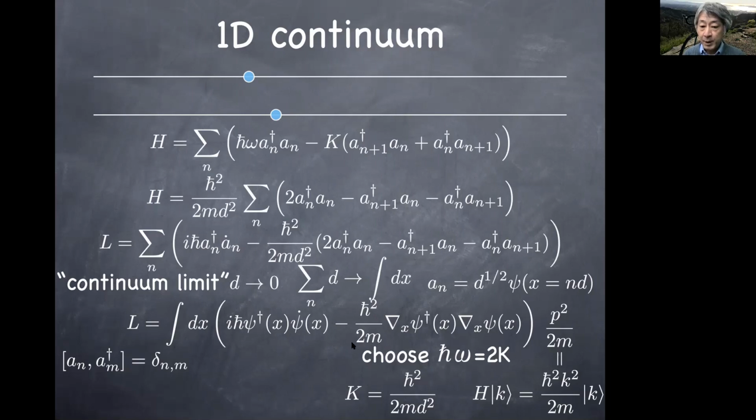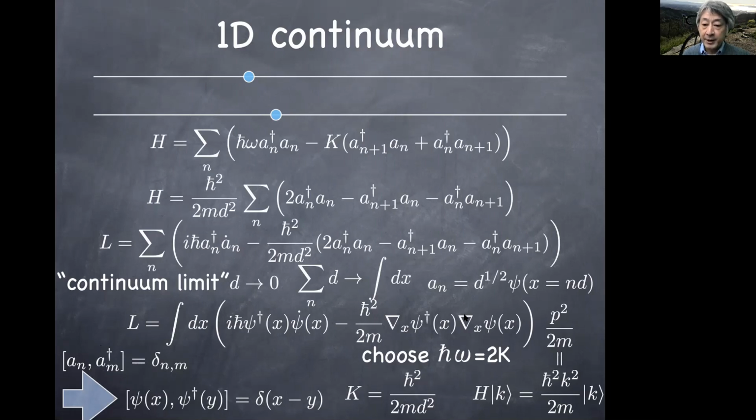Then you find this term, which is grad psi dagger, grad psi. So that's how you take the continuum limit out of this Hamiltonian or Lagrangian on the lattice. And you also need to take the limit of the creation annihilation operator commutation relations. A_n, A_m dagger used to be a Kronecker delta. Now this n and m got promoted to continuous positions x and y, and the Kronecker delta becomes a delta function in space, delta(x minus y).